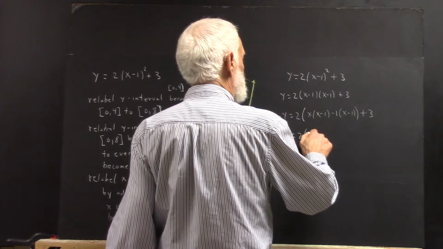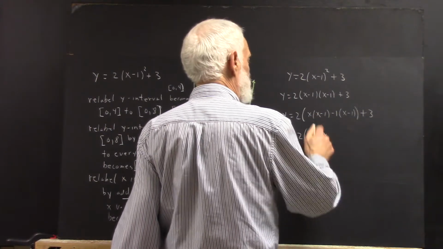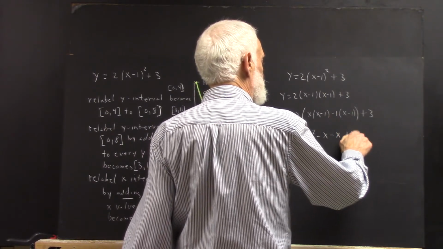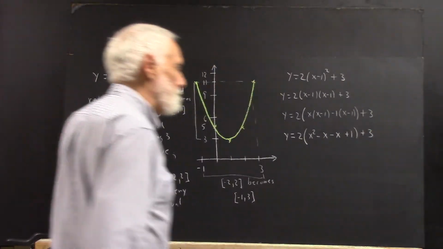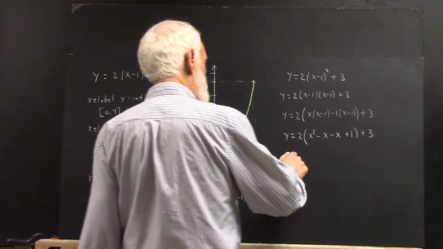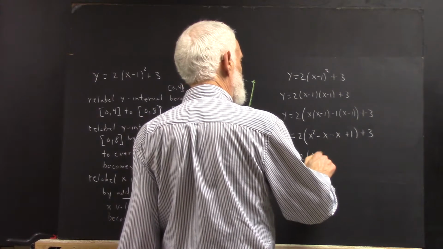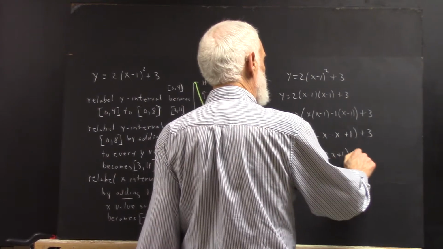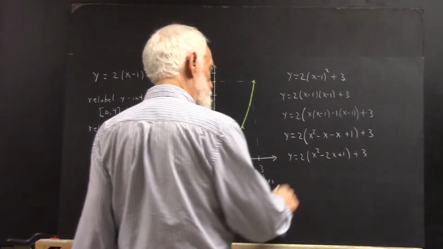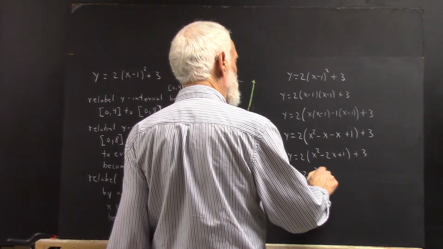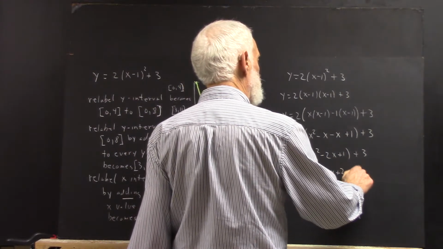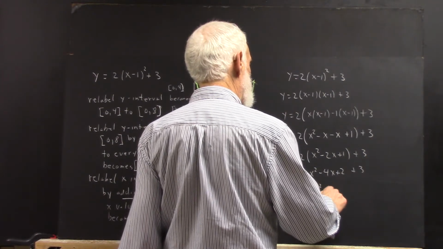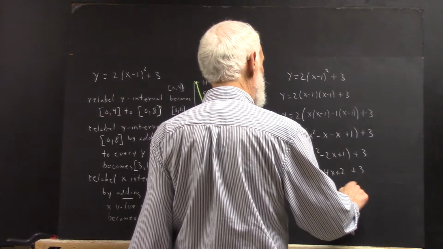Anyhow, x times x minus 1 is x squared, and x times minus 1 is minus x. Minus 1 times x is minus x. Minus 1 times minus 1 is plus 1, plus 3. So y equals 2 times x squared minus 2x plus 1, plus 3. We use the distributive law again. We get y equals 2x squared minus 4x plus 2 plus 3. And we get then y equals 2x squared minus 4x plus 5.